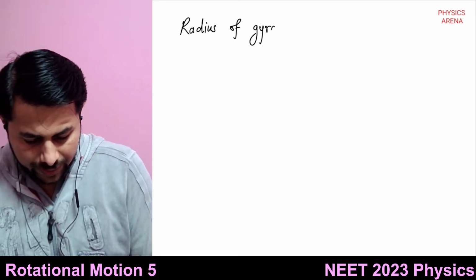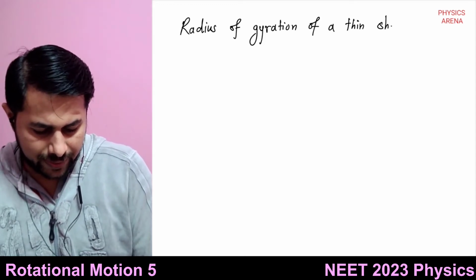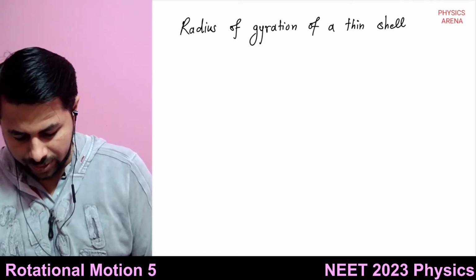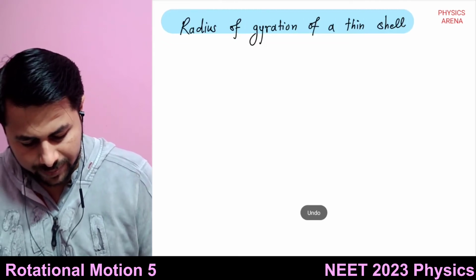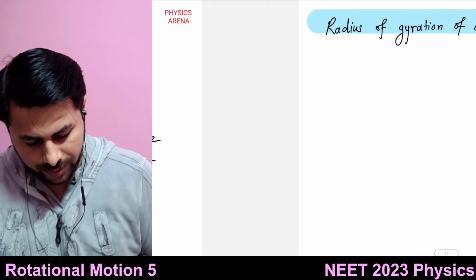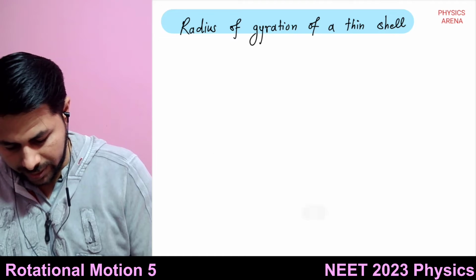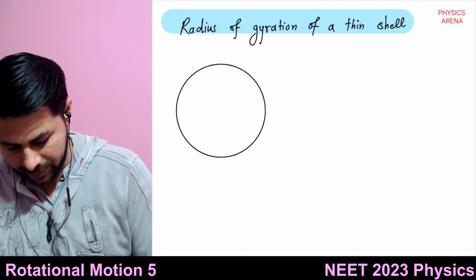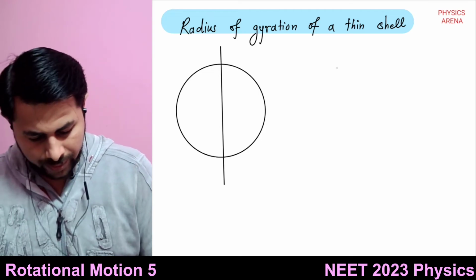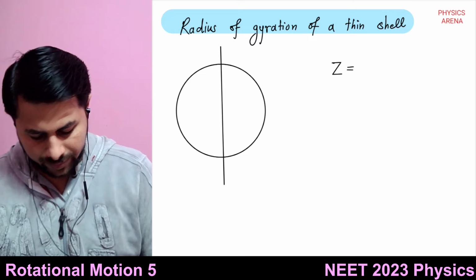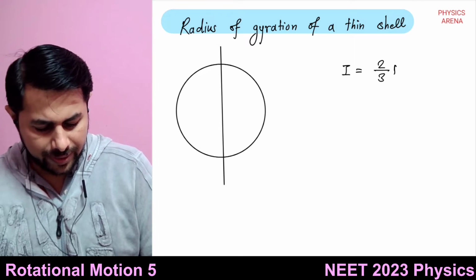Radius of gyration of a thin shell about its natural axis. So what does the natural axis mean? It means an axis which passes through its center of mass. Okay. So this is a thin shell, and we know its moment of inertia about this axis. I is equal to 2 by 3 mr square.